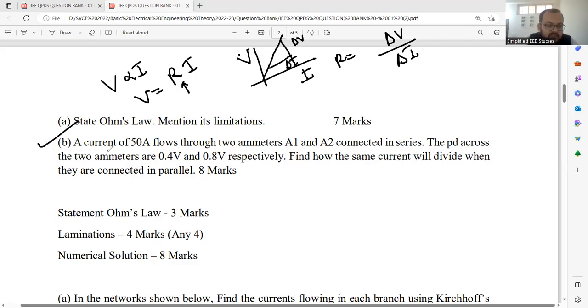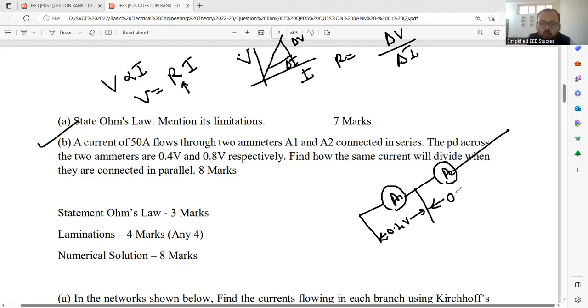So another one is a current of 50 ampere flowing through two ammeters A1 and A2 connected in series. First you mark A1 and A2. This is A1 and this is A2, correct? Both are in series. And the potential differences across the two ammeters are 0.4 and 0.8 respectively. So this can be 0.4 volt, correct? This should be 0.8 volt. So like that you have to draw the circuit diagram. Fine.